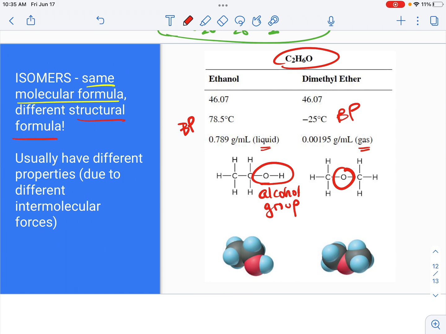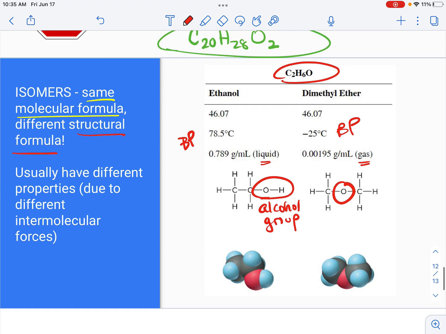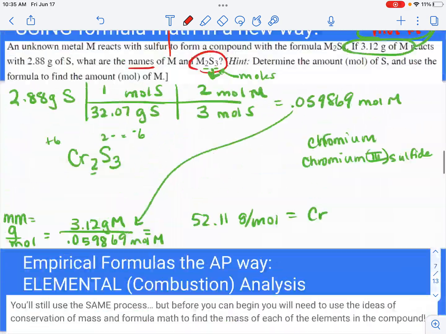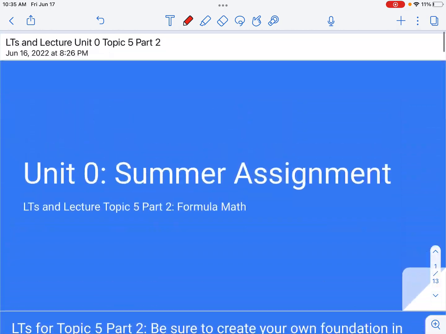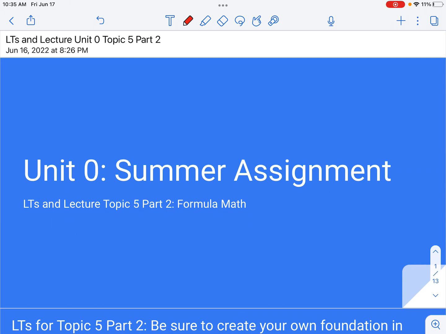They will probably have different properties due to their intermolecular forces, but notice that they both have the exact same molecular formula. They just have different structural formulas. So these are what we call constitutional or structural isomers. Okay, this was a lot to take in, so definitely practice what you need to practice. If you need to redo a combustion analysis or you need help on that, please watch the optional video. Otherwise, you'll get the opportunity to practice in your practice problems.